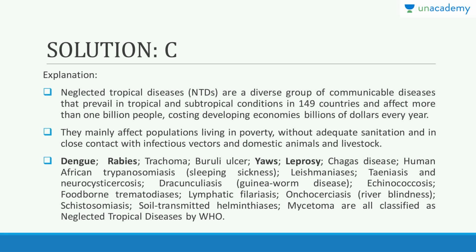Neglected tropical diseases are a diverse group of communicable diseases that prevail in tropical and subtropical conditions in 149 countries and affect more than 1 billion people, costing developing economies billions of dollars. They mainly affect populations living in poverty, so people usually don't do research on them and don't come up with better vaccines and drugs. Dengue, rabies, yaws, leprosy, so many diseases are there. As you can see, they are all classified as neglected tropical diseases by WHO.